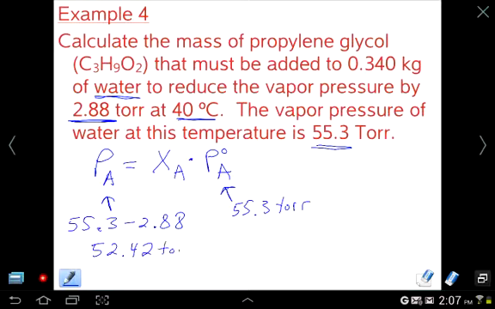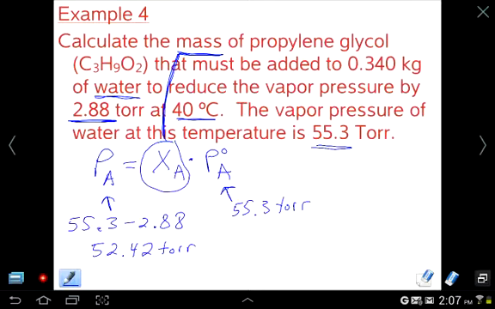Torr. And so what we're asked to do here is solve for the mass of propylene glycol that must be added. What they're referring to essentially is the mole fraction. We have to go through mole fraction. Remember that mass and moles are connected together.